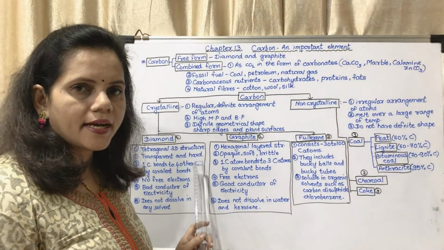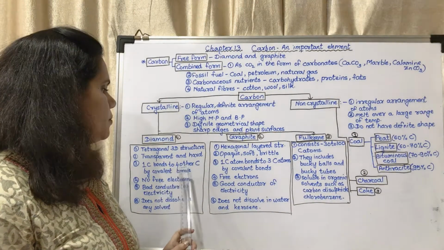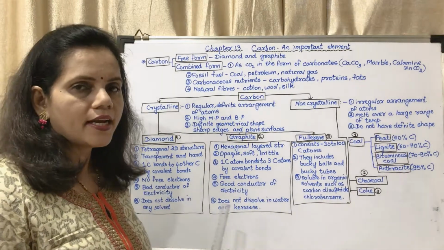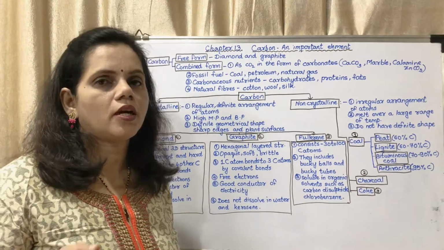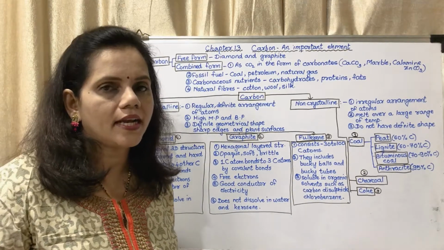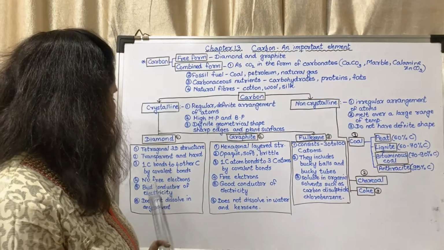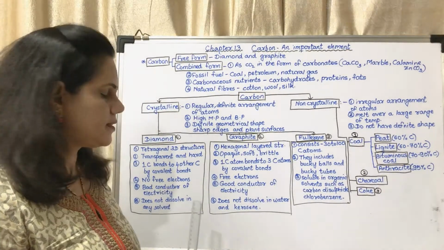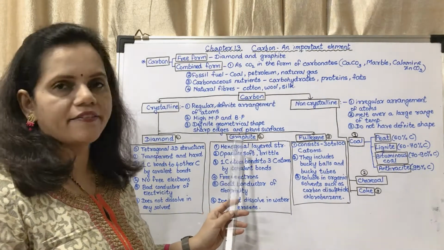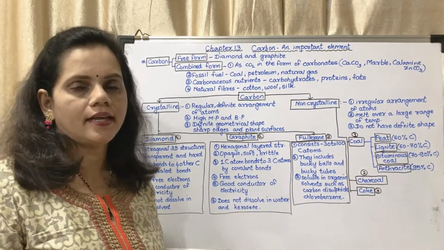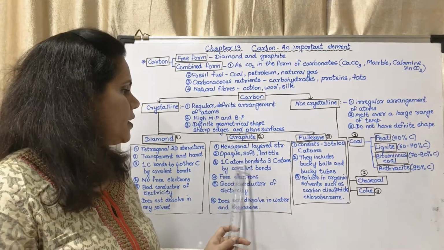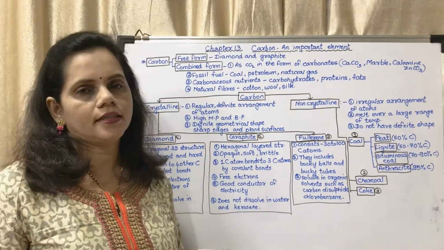It is transparent and hard. One carbon atom bonds to 4 other carbon atoms by covalent bonds. There are no free electrons. Why are there no free electrons? Because one carbon atom is bonded with 4 other carbon atoms, so all the 4 electrons have been shared. Next, it is a bad conductor of electricity. It does not dissolve in any solvent. Now we will see graphite. Graphite is hexagonal and has a layered structure. It is opaque, soft and brittle. One carbon atom bonds with 3 other carbon atoms.